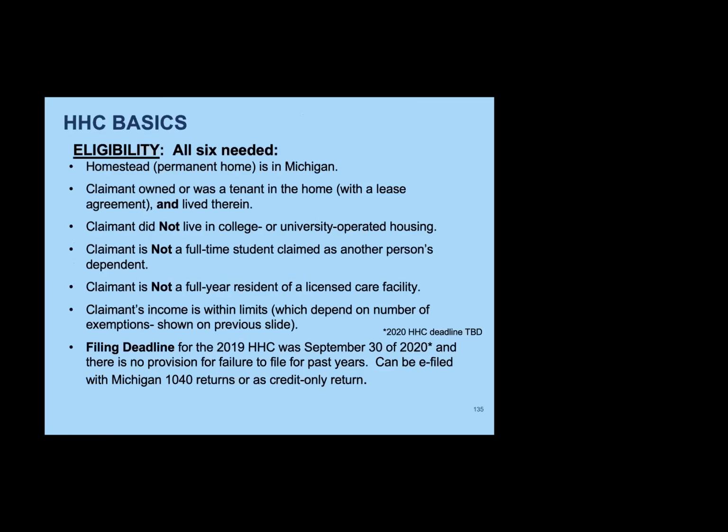You cannot be a full-time student claimed as another person's dependent. You cannot get the home heating credit if you're a resident of a licensed care facility. There are very low income limits, which we're going to cover. And the filing deadline is September 30th. So it's a little bit later than it is for everything else.